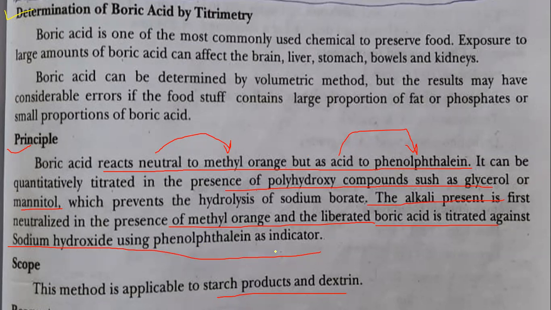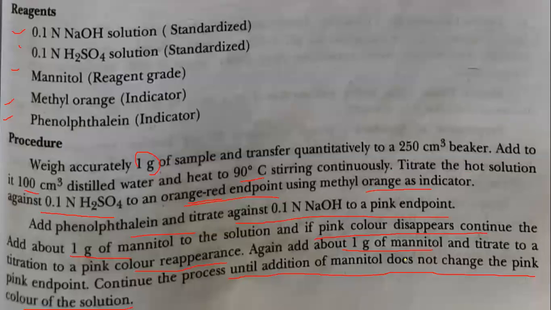Okay, so the method is applicable to starch products and dextrin. Starch products and dextrin. So here, what reagents are there? 0.1 normal NaOH, 0.1 normal H2SO4, mannitol, methyl orange indicator, and phenolphthalein indicator.